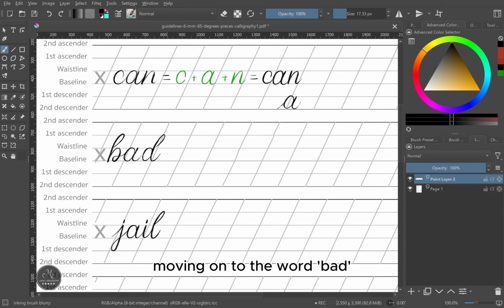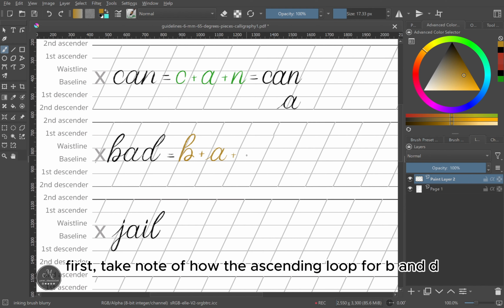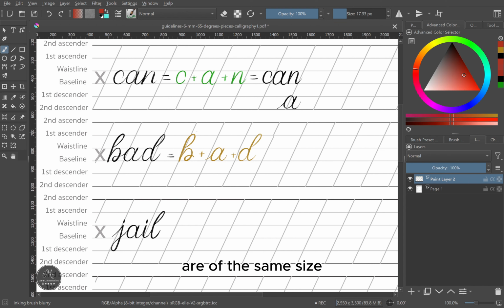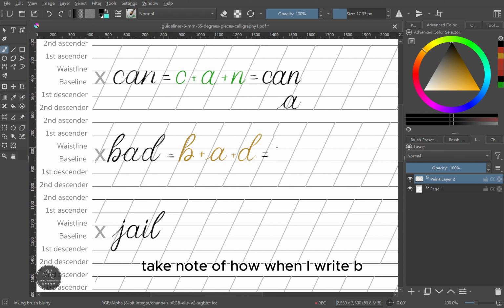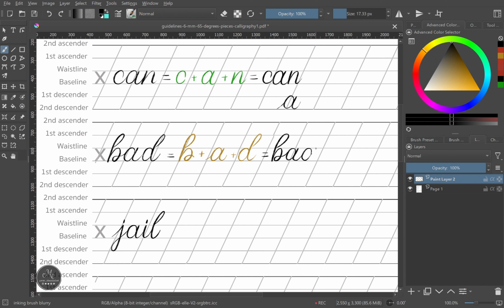Moving on to the word bad, so that's just B plus A plus D. Two things to note here. First, take note of how the ascending loop for B and D are of the same size. It is important that any repeated stroke looks as uniform as possible for cohesiveness. Second thing, take note of how when I write B, I extend the end of the letter outwards to be able to join the letter A, the same way I did for the word can above. If I didn't, it wouldn't look tidy, and the joining of B and A wouldn't look very good.